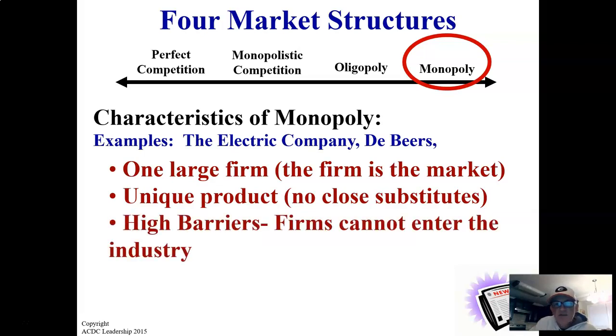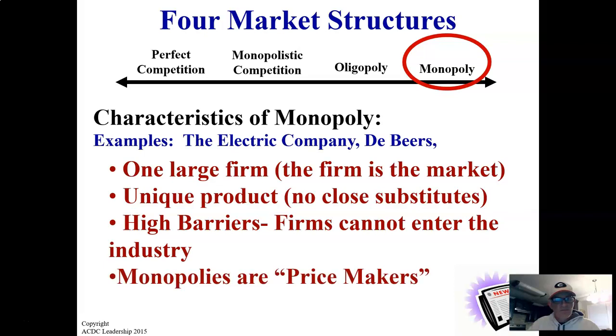Very high barriers to entry. Generally, this is the number one thing that makes a monopoly a monopoly: the high barriers to entry. It's not easy for other firms to get in that industry. I can't get in the diamond business because if I went to the mountains of South America, I probably would not survive my trip, because De Beers has paid the tribes off to protect their natural resources. But anyway, very high barriers to entry.